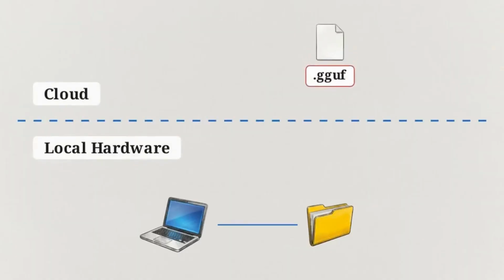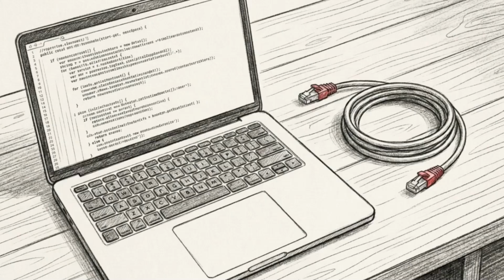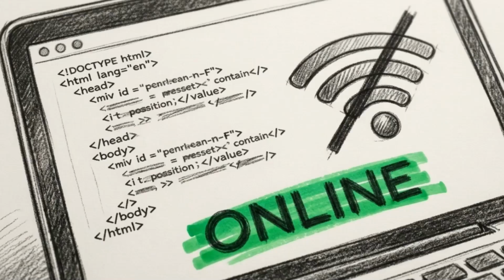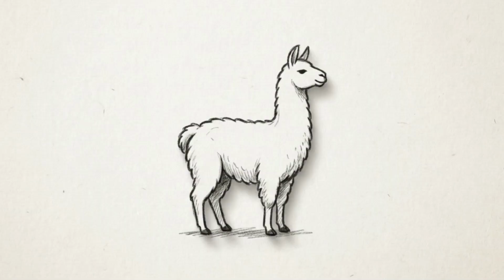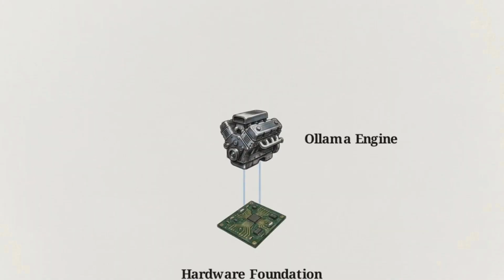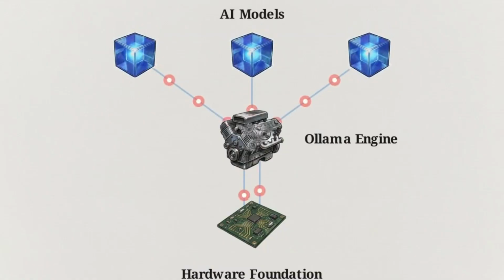Step 1 is getting our AI off the cloud and onto our local hard drive. When you process code locally, your work is never sent out to external servers. It stays private, and your environment keeps running even if your internet connection drops. To power this, we use Ollama. Think of it as the underlying engine that allows these AI models to run smoothly on your specific computer hardware.